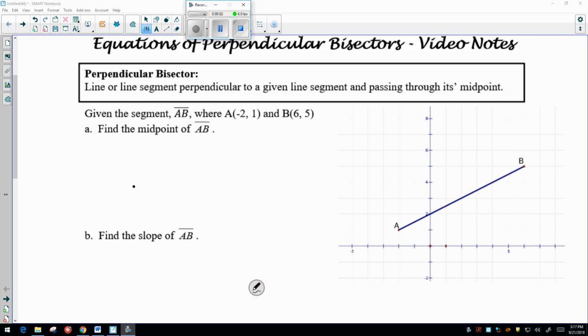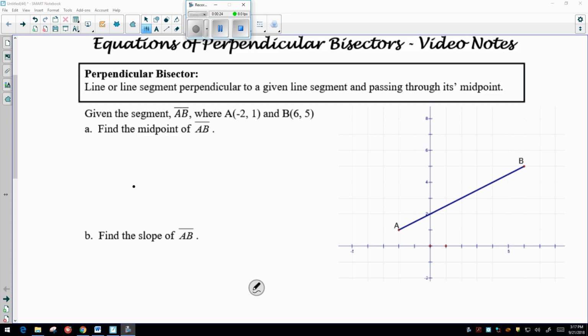Today we are going to write equations of perpendicular bisectors. This should be very similar to what we did in our last video with writing equations of lines and combining information from our previous notes about midpoints and slope. And if we can put this all together, we will be able to write equations of perpendicular bisectors.